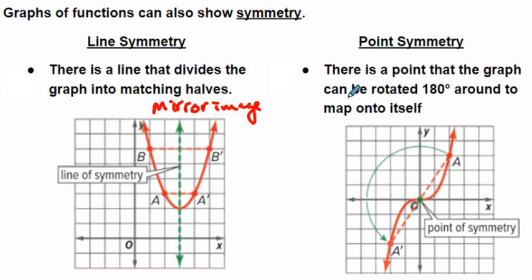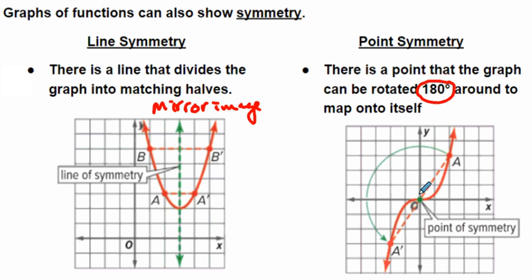Now point symmetry is a different thing. What it says is there's a point that the graph can be rotated 180 degrees around, and that's important. 180 degrees is a half circle, right? Half the distance of a circle. It's the same as you facing one way and then completely turning around to the opposite direction. 180 degrees around to map on itself. So when you spin it 180 degrees, it looks exactly the same as what it looked like before.